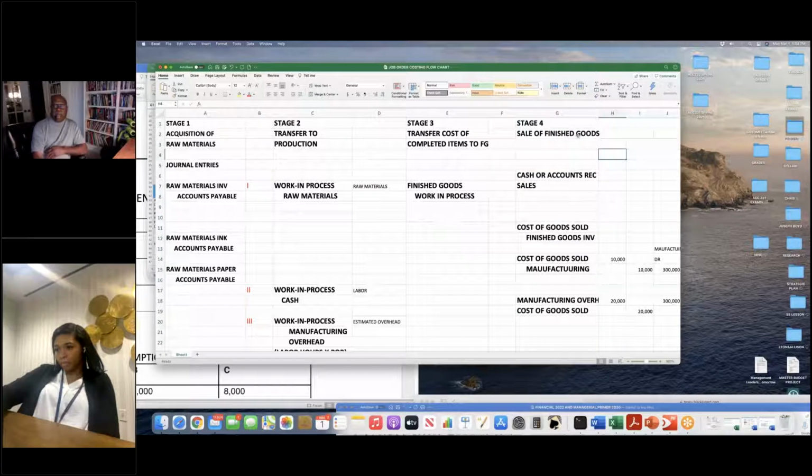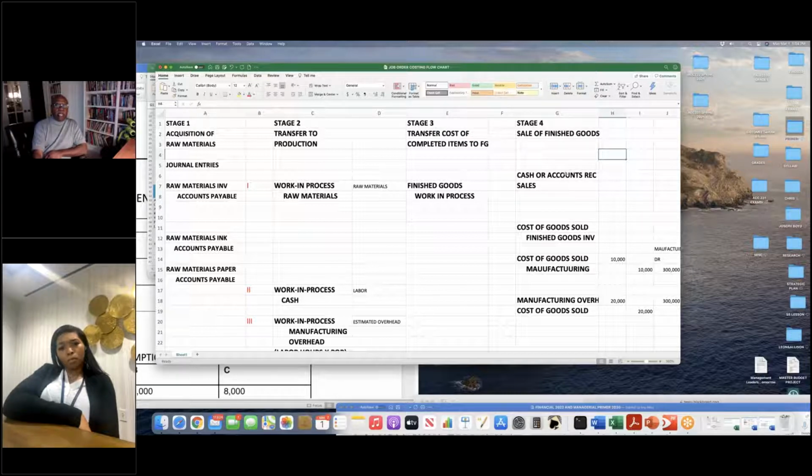The main thing that's going to happen in stage 4, we're going to sell the item. That's why we make them. So we buy the raw materials, make the item, then we transfer it to finished goods. Then when we sell it, we're in stage 4, sale of finished goods. So when we're selling items, we're debiting cash and accounts receivable, and crediting sales.